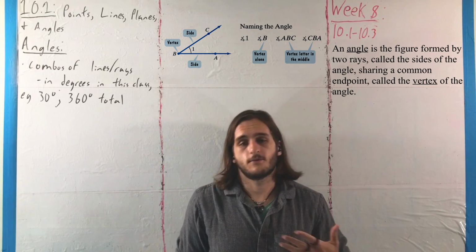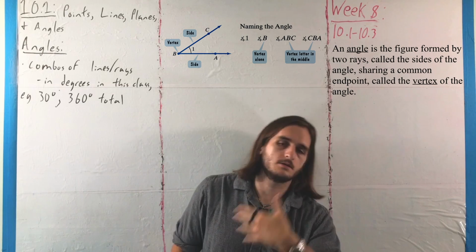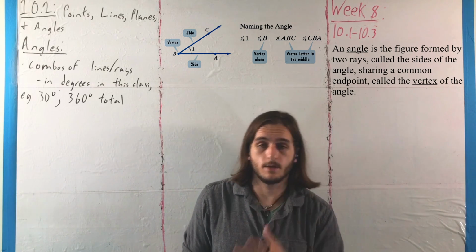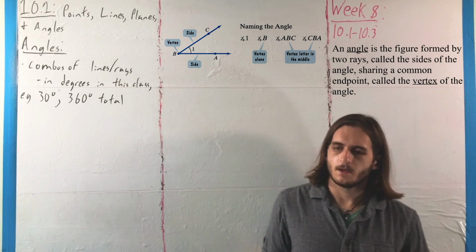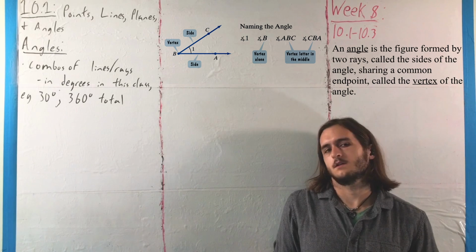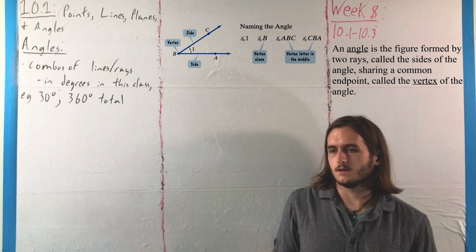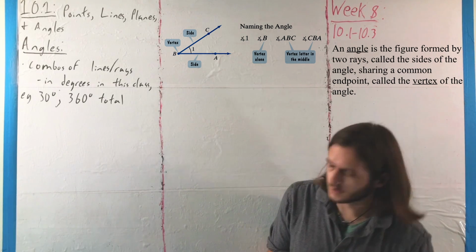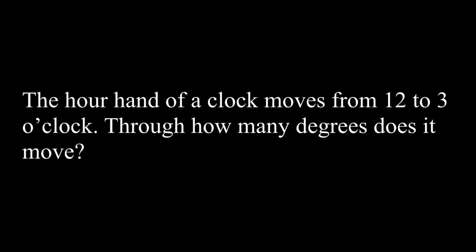Anyway, now that we have some more sense of what an angle is, what sort of things we're looking at there, and how we can describe them, let's just get a quick example for the sort of thing that we can use an angle to represent. For this, we have that the hour hand of a clock moves from 12 to 3 o'clock. How many degrees does it move?